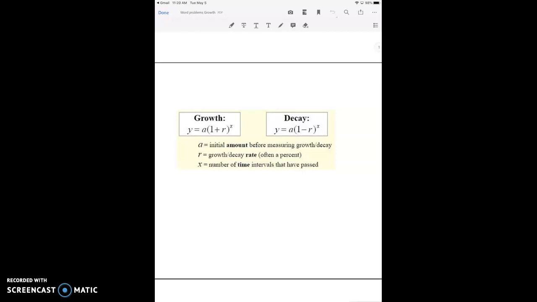This will be either a growth or decay, so you have to pay attention. This is often given as a percent. When we write these, we have to convert it to a decimal. So don't just put the percentage in, you have to convert it to a decimal.